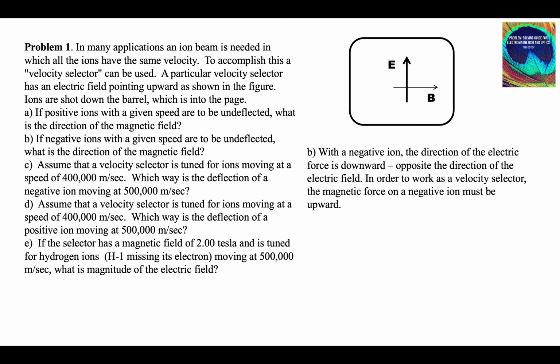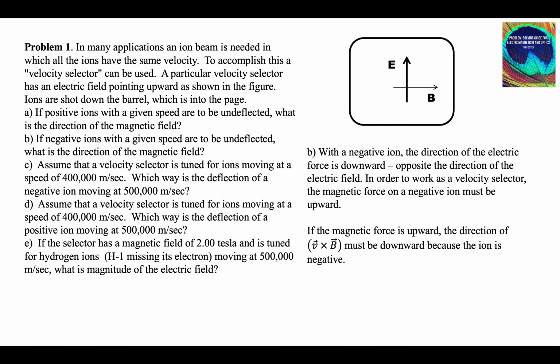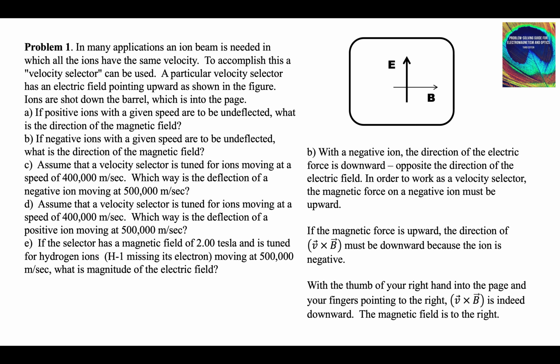With a negative ion, the direction of electric force is downward, which means the direction of the magnetic force must be upwards, which means V cross B is downward because the ion is negative. If we stick our thumb into the page and our palm is downward, our fingers are pointing to the right, which is the direction of the magnetic field. Same as part A.